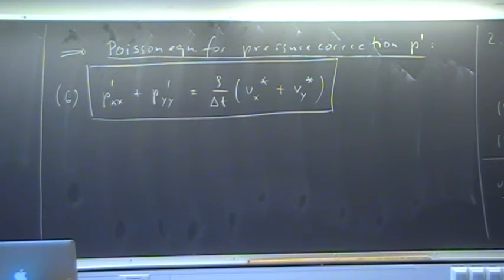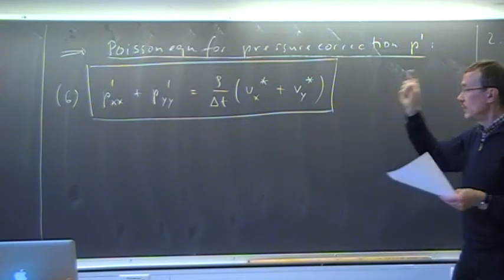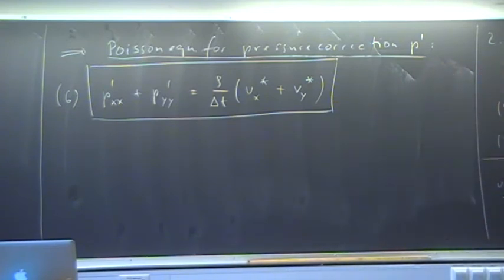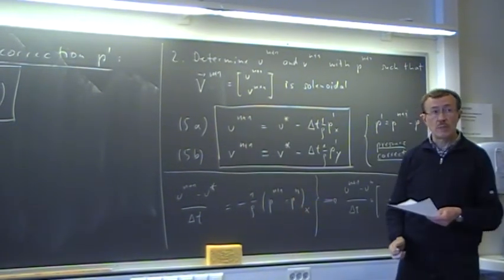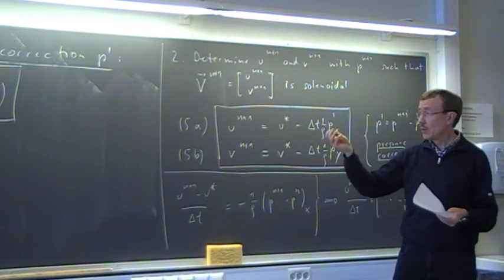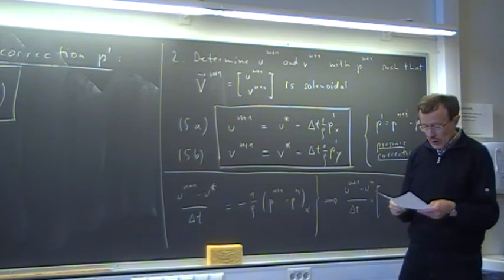And now we get a condition on the pressure correction that guarantees that we get a divergence-free velocity. So what we do is, we solve this equation, get the p prime everywhere, and then we use that to correct the velocity. Then we can compute the p prime x, the p prime y, and can compute then the velocity at the new time level. And then we have, by the construction, a divergence-free velocity field. So that is then the way to do it.